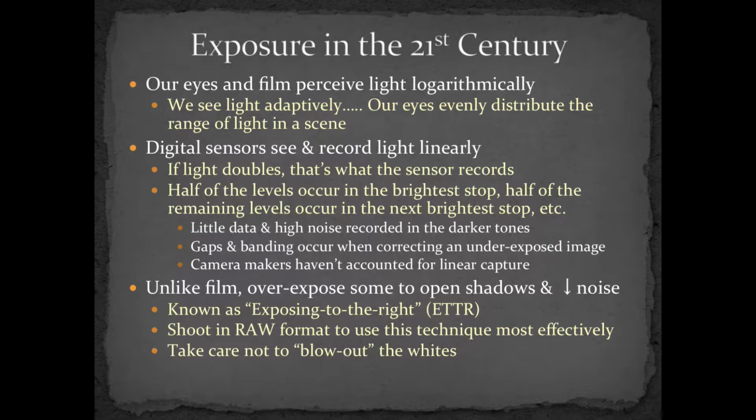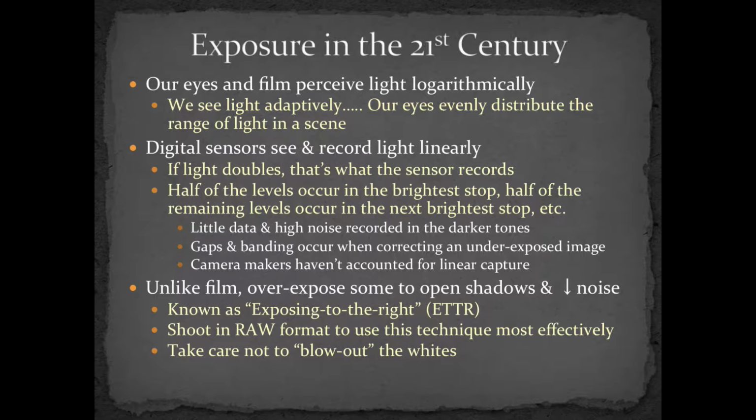Half of the levels of light occur in the brightest stop, and half of the remaining levels occur in the next brightest stop, and so on and so forth until you get to the left-hand side of the histogram or scene. So this results in very little luminosity data in the darker tones that I mentioned a minute ago, and also, unfortunately, in higher amounts of noise. In other words, it results in a much lower signal-to-noise ratio.